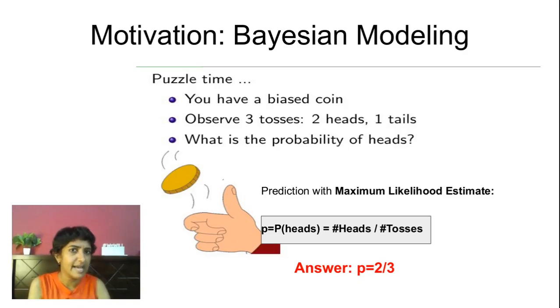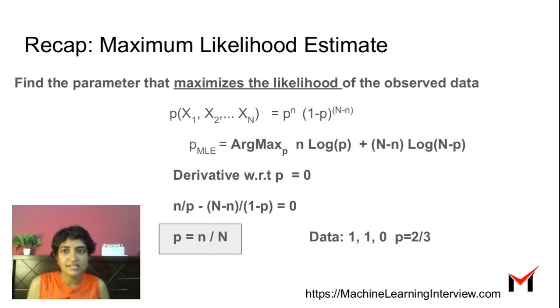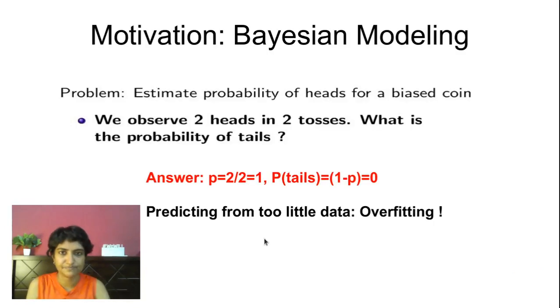In case we want to recap, the MLE, maximum likelihood estimate, maximizes the likelihood of the observed data. If we represent the coin tosses by x1 through xn, then the likelihood is nothing but p^n, where small n is the number of heads here, times (1 minus p) to the power capital N minus small n, the number of tails. This is just the Bernoulli distribution for a bunch of coin tosses. Now the maximum likelihood estimate involves finding the value of p that maximizes this expression, and it turns out to be small n by capital N, which is the number of heads divided by the total number of tosses.